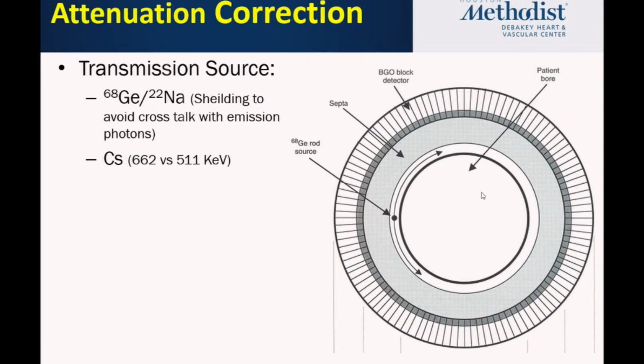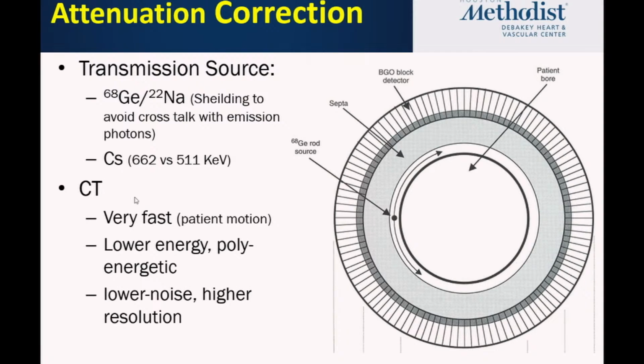And there are three ways to do the attenuation correction. One of them is by a transmission source. So there will be a source rotating around the patient, and these sources are usually germanium, or cesium, and then you can get these sources to irradiate the patient and draw an attenuation map.